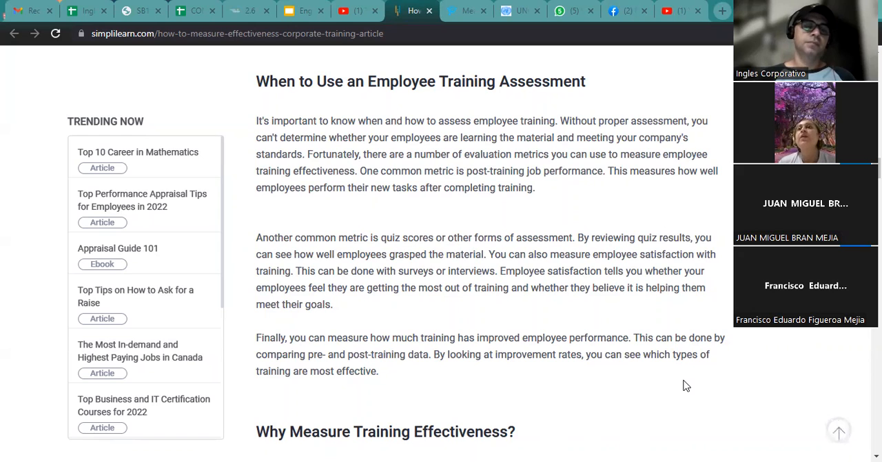And the other common way is that at the end of the training, you can present an exam, answer some questions, or maybe solve some problems or some situations. In that way, you can evaluate if the employee can improve some of the skills, and that is the benefit for the company.